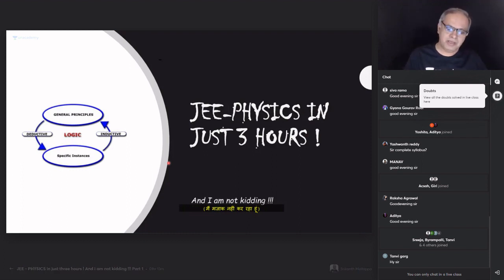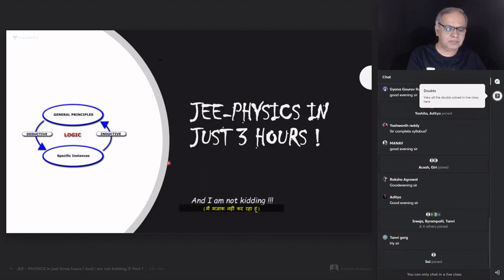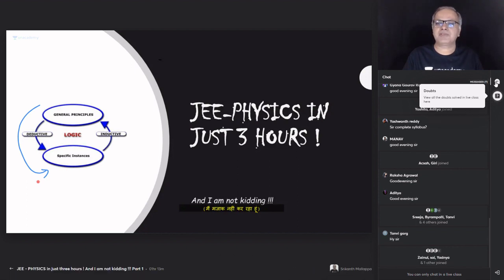I'm not doing Mazak here, because here we go from this approach. General to specific. General to specific. सामान्य से विशिष्ट तक. So that's why JEE Physics can be done in 3 hours.